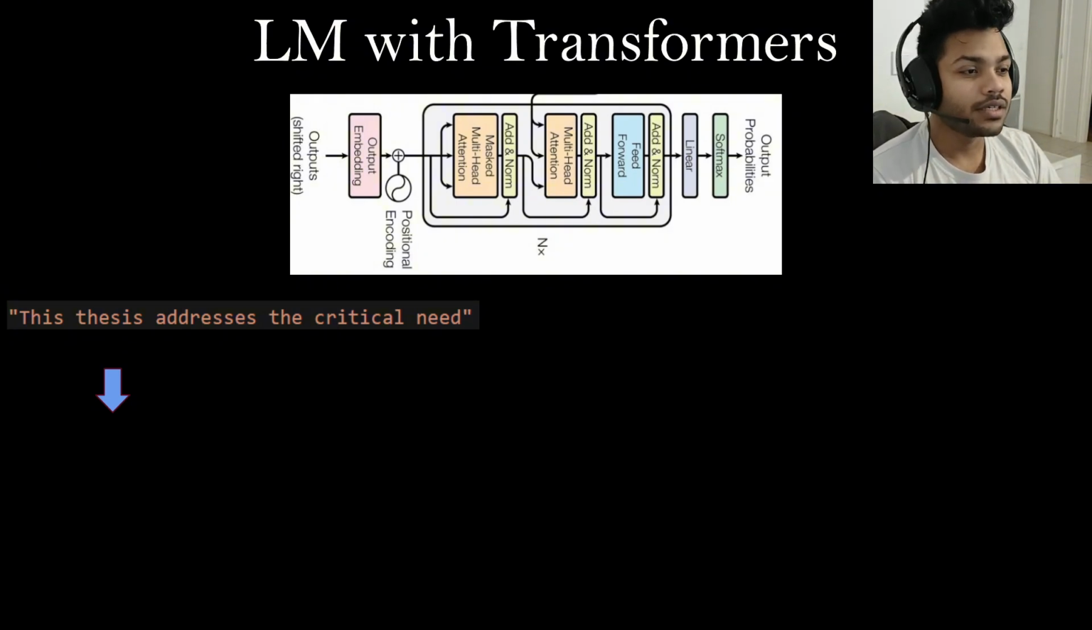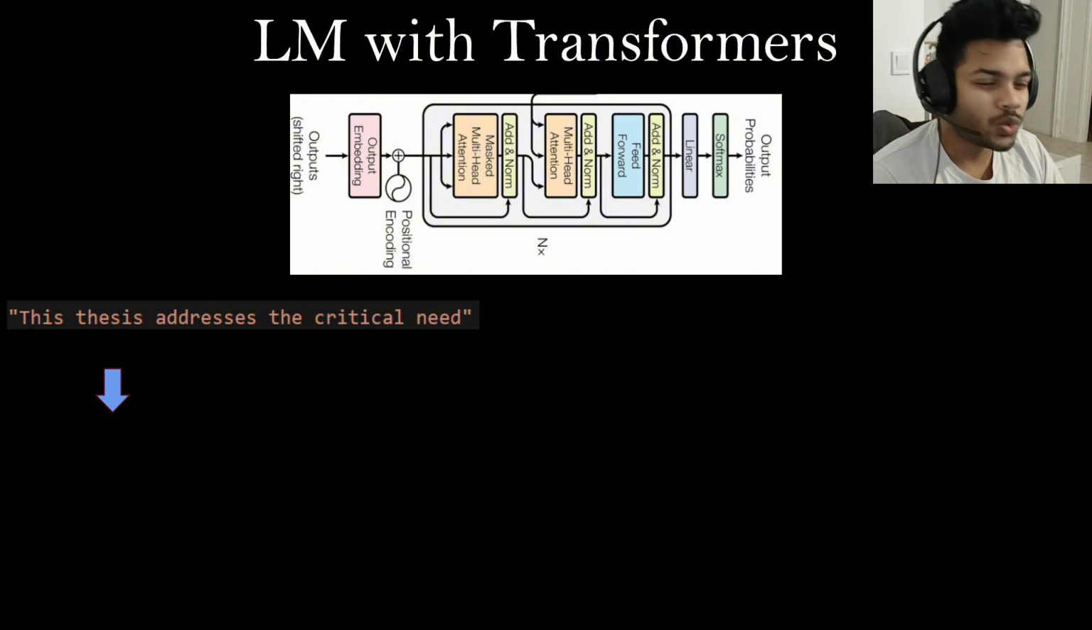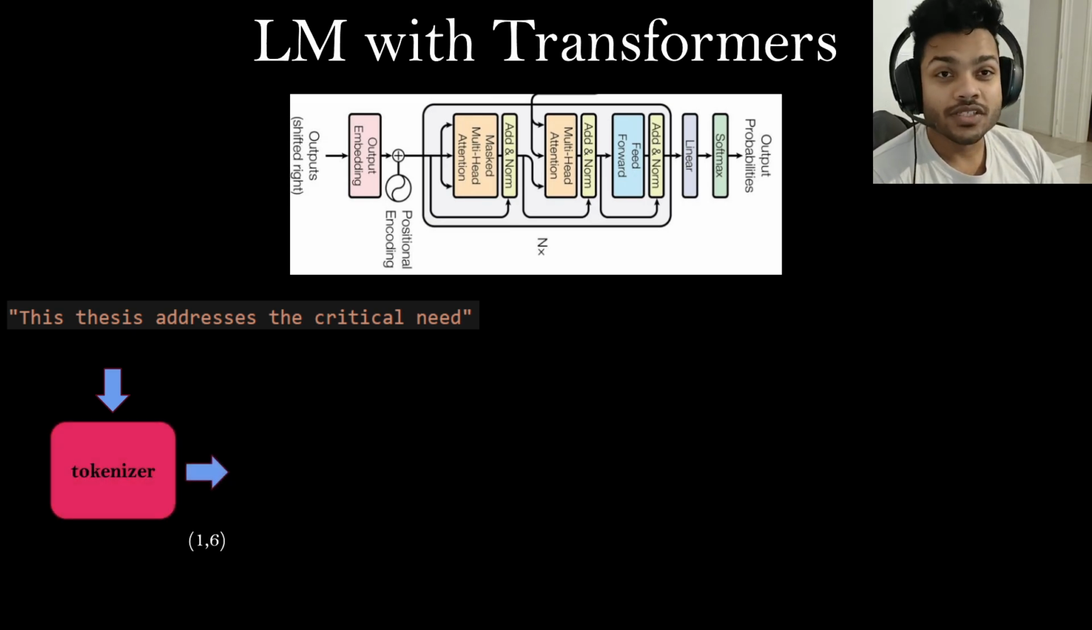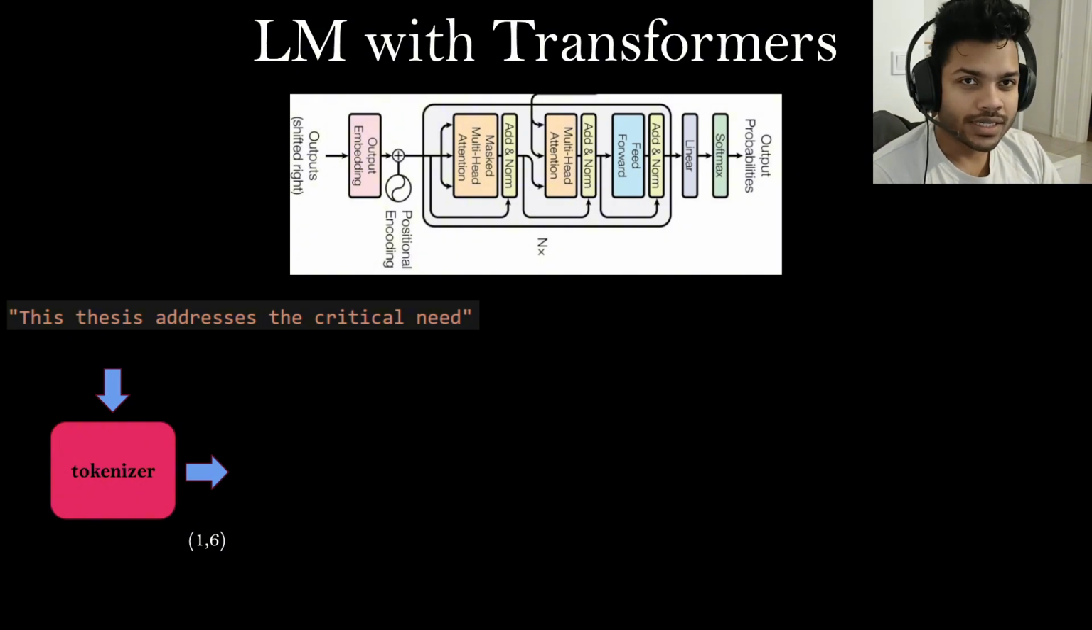So a teaser of this video can be summarized like this. This is a text that I want to pass through my small language model: "this thesis addresses the critical need". First I will tokenize it. As there are 6 words in this particular sentence, I'll get 6 tokens, and they are of course in tensor form, say 1 cross 6, where 1 represents the batch size, because in this case I have just one sample, and 6 is the number of tokens.